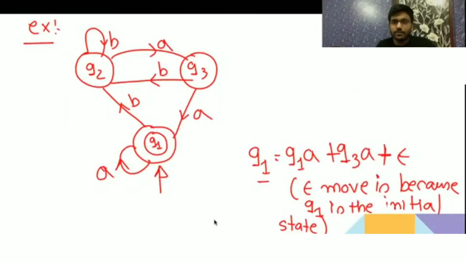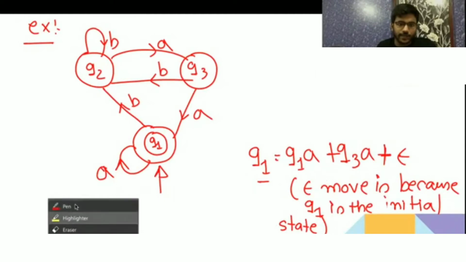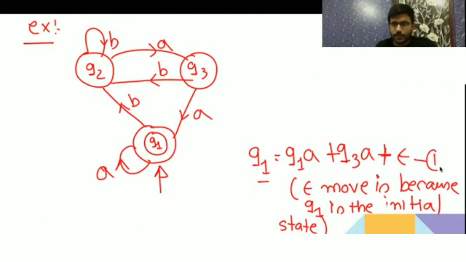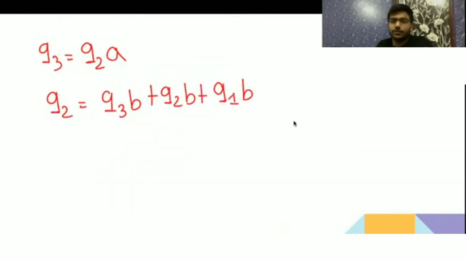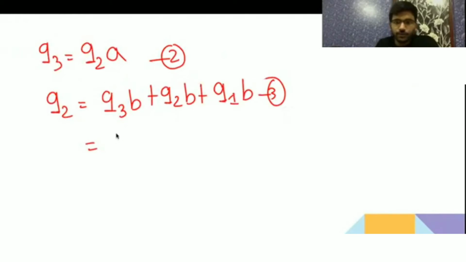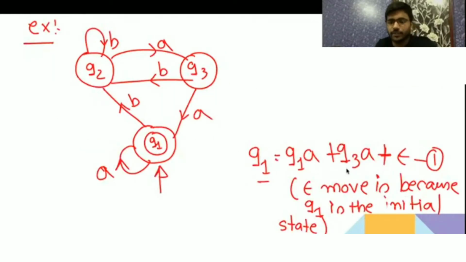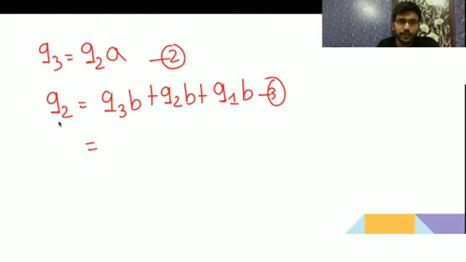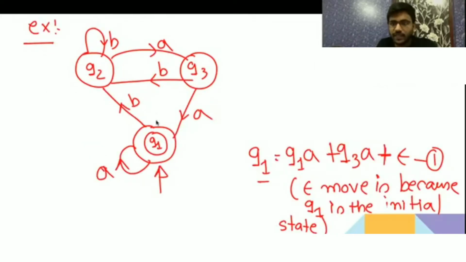So I want the solution of this. This I am writing as equation 1. This I am writing as equation 2. And this as 3. So I want the solution of Q1. The equation that you will get, the regular expression here, that is going to be the answer. So for that I require the value of Q3. What I will do here, Q3 I am getting Q2A. Here I require Q3.